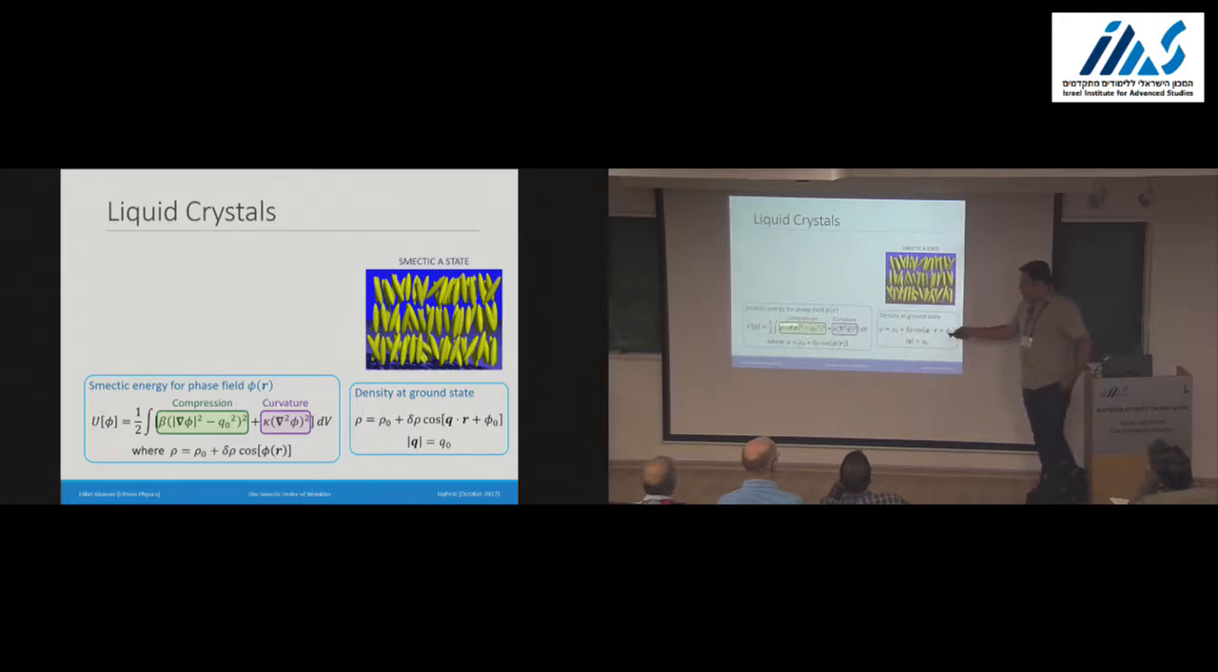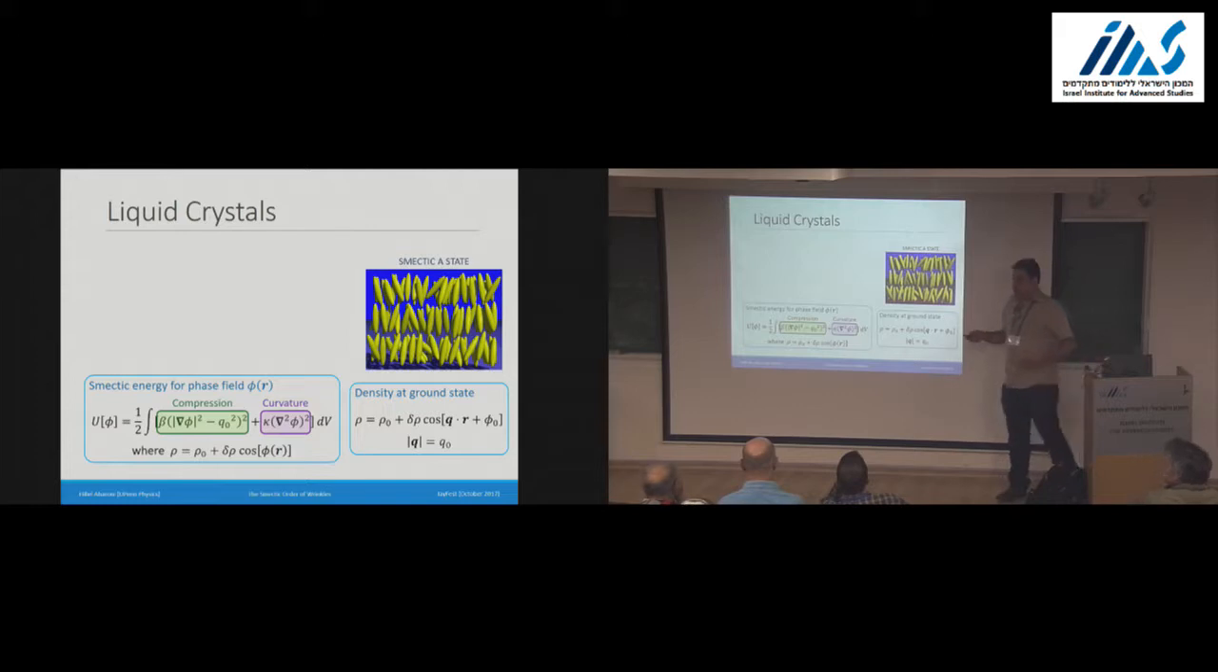One of them is a compression term, which penalizes the layers from having the wrong spacing. So there is a preferred spacing set by molecular size. And there is also a curvature term. Here I write in linearized form the Laplacian. Often it is written in terms of the mean curvature of the layers, which penalizes the layers not being flat, but rather being bent. Okay? So this is generally a very standard model for a smectic liquid crystal.